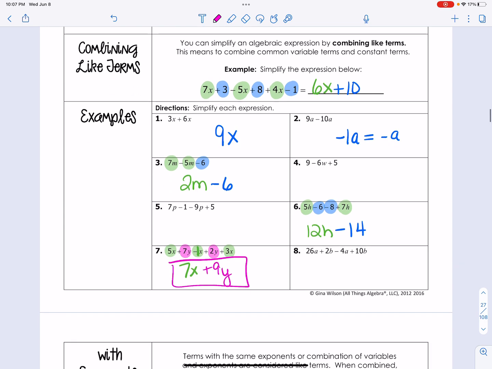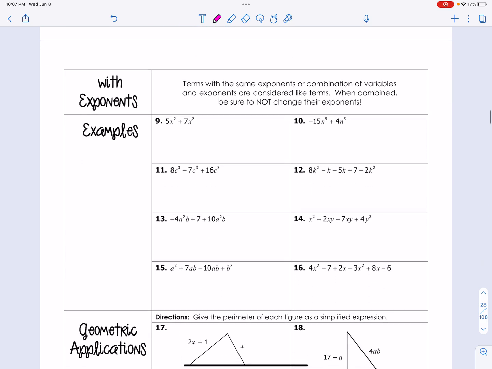Now, some of these can have variables with exponents. So terms with the same exponents or combinations can be added together. So if I look at this one, these are the same. They're both x squareds. So how many x squareds do I have? I have 12. You do not do anything with the exponents. It stays the same. So in the next one, they're both to the fifths. So now you have a negative 15 plus 4, so that's a negative 11. Okay, on 11, they're all c's to the third. So 8 minus 7 is 1. 1 plus 16 is 17c to the third.